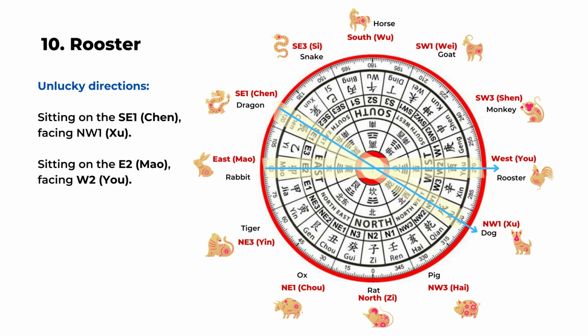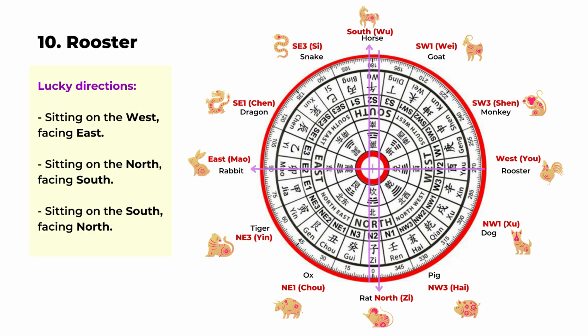So the first unlucky direction is when the house is facing the west and sitting on the east side. The second unlucky direction is when the house sits on the southeast 1 and faces northwest 1. And for the lucky directions for roosters, you can see both south and north are very lucky, either as facing or sitting directions. Another lucky direction is when the house is sitting on the west and facing east.